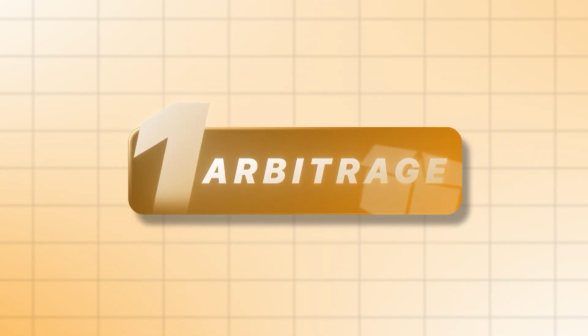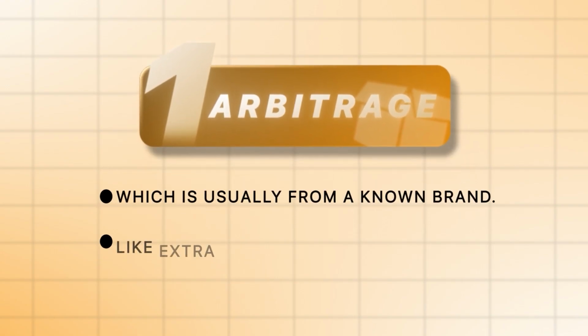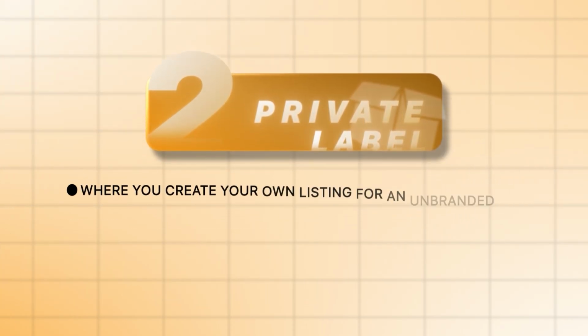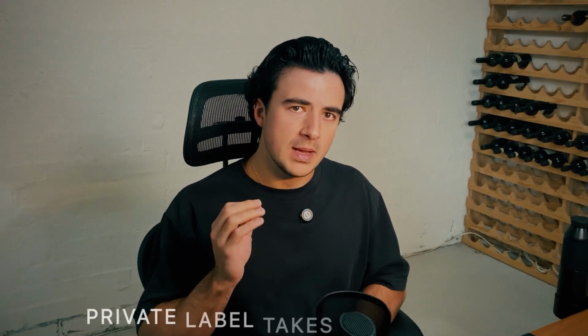There are two different types of products that you can list on Amazon. The first being an existing or an online arbitrage product, which is usually from a known brand like Extra Chewing Gum, for example. The second type is a private label product where you create your own listing for an unbranded item and then sell it under your own brand name. Private label takes extra steps such as barcodes, trademarks, and brand registry. But in this video, we'll focus on online arbitrage since it's the fastest and the easiest way to get started as a new seller.